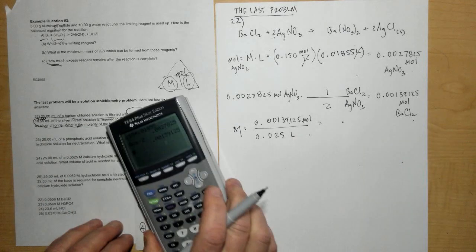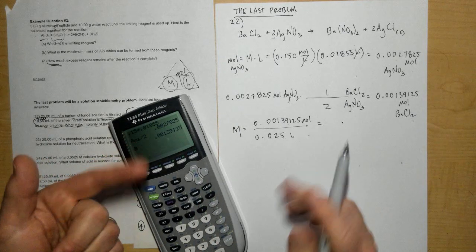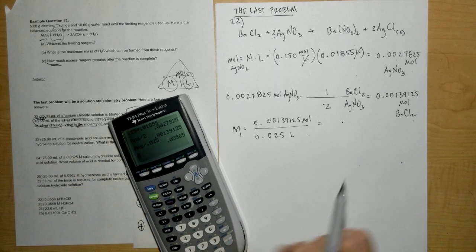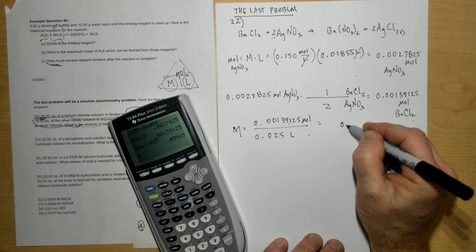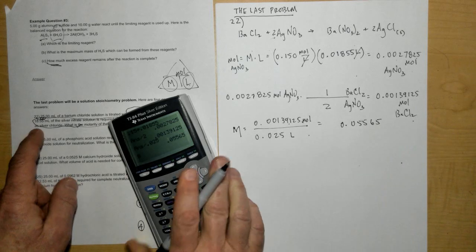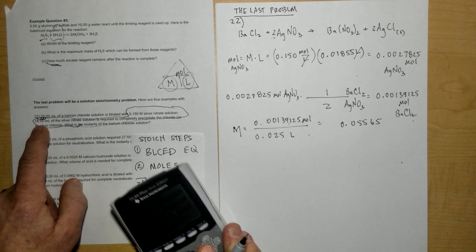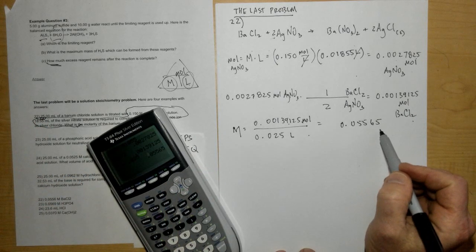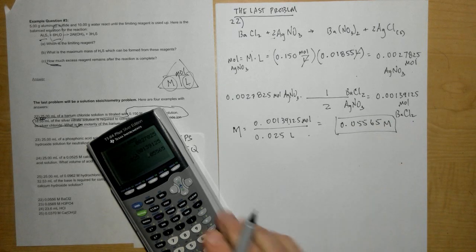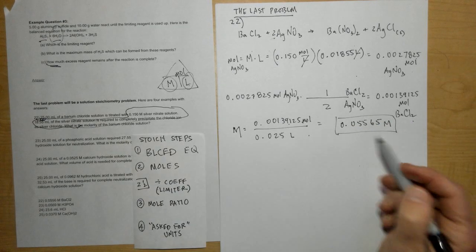And so take my 0.001395 divided by 0.025, enter, and the molarity is 0.05565. Looking at my significant figures, I have 4 sig figs here, 4 sig figs here, and I end up with 4 sig figs in my answer. Put the capital M at the end, circle, square, star, and box my answer, and I now know the molarity of that barium chloride.